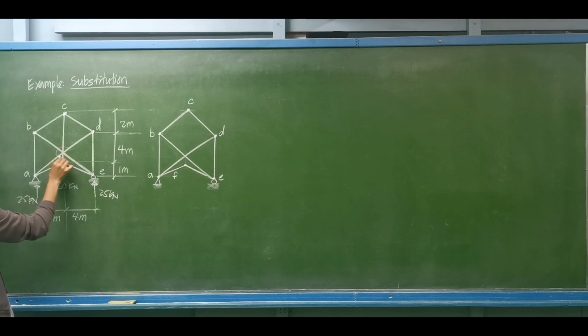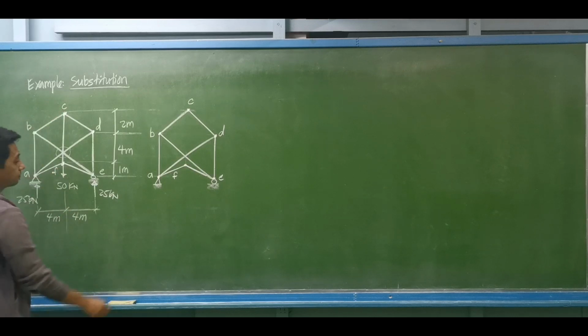For this example, the same as in your module, we are to replace member CF. Take note, again, this is a pass-through, so it is not considered a joint. It is not a pin, so it is not counted as a joint. So we are to replace CF.